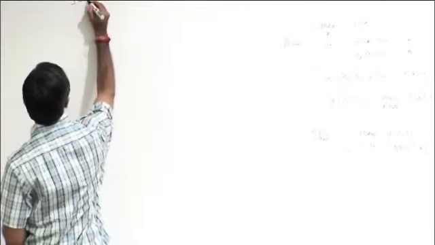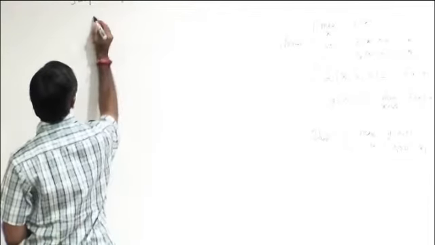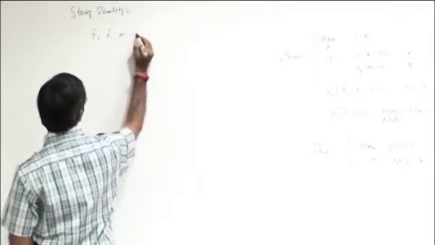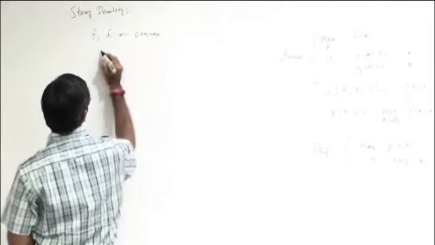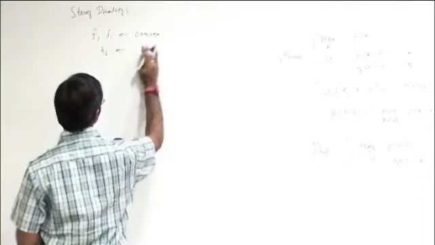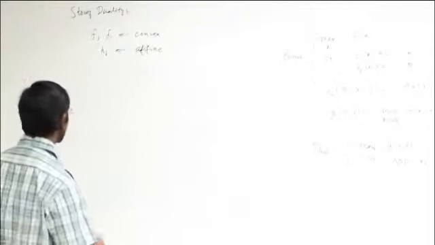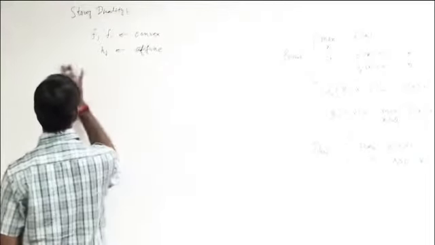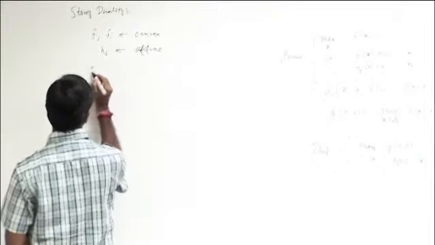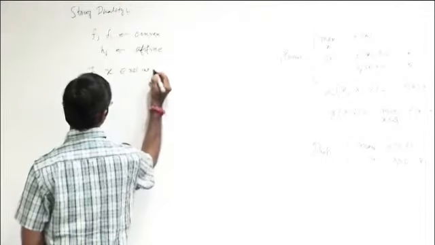Okay. So, conditions for strong duality. f and f_i should be convex. h_j should all be affine functions. And there exists an x that belongs to the relative interior of D.